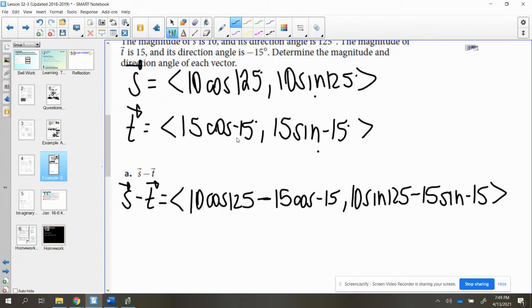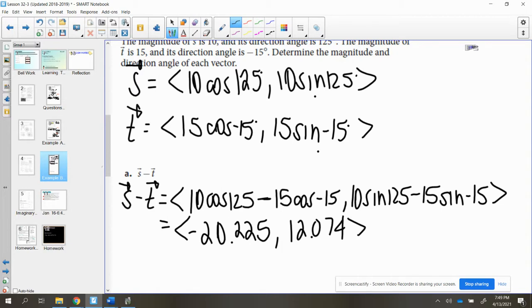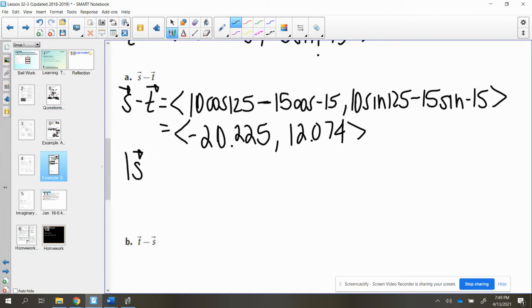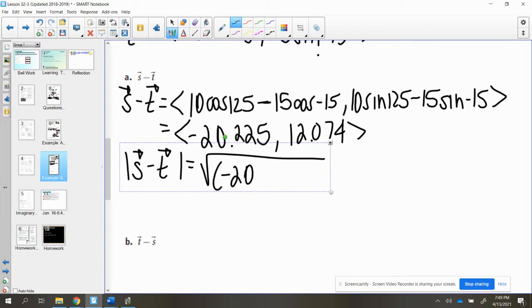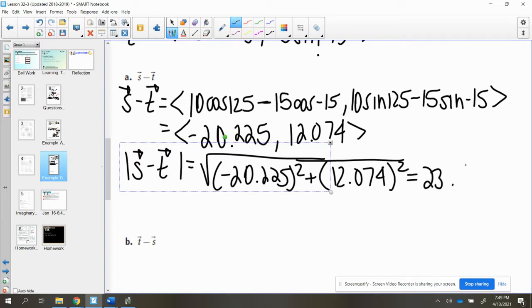Okay, so S minus T is negative 20.225. If we're rounding a couple decimal places, you can round to the nearest tenth, and then 12.074, 12.1 works as well. Okay. Now, this is our component form. So in order to find the magnitude of this new resulting vector, we're going to take the square root of negative 20.225 squared plus 12.074 quantity squared, for a total of about 23.5.